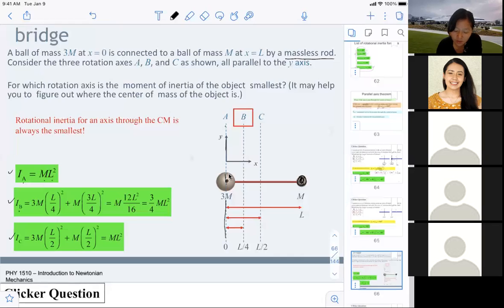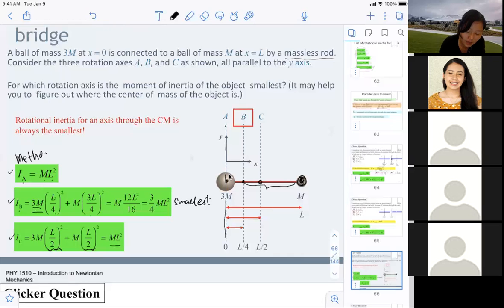Next one is I_B. Relative to here, both of them will have a distance. The 3m has L/4 distance. The 1m has 3/4 of L distance, right? So you simply plug it in and calculate it. Last one is through the middle. So each of them has an L/2 distance. You calculate it and you realize, oh, B is the smallest. So that is one method.